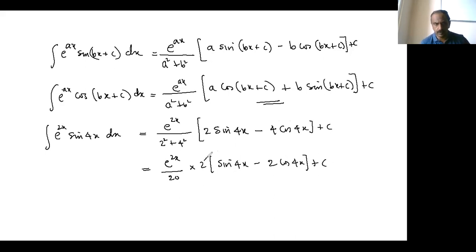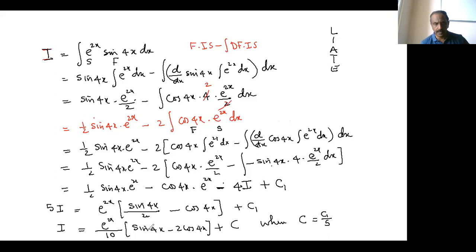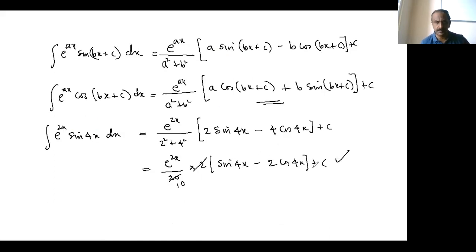This answer should tally with what we have got before. Let's have a look at it. E raised to 2x upon 10 sine 4x minus 2 cos 4x. Have I got the same? Yes. So this is a formula which you can learn. Very easy to remember. This part you have to remember, e raised to ax divided by a square plus b square. A times sine minus b times cos. Whereas here, a times cos plus b times sine.